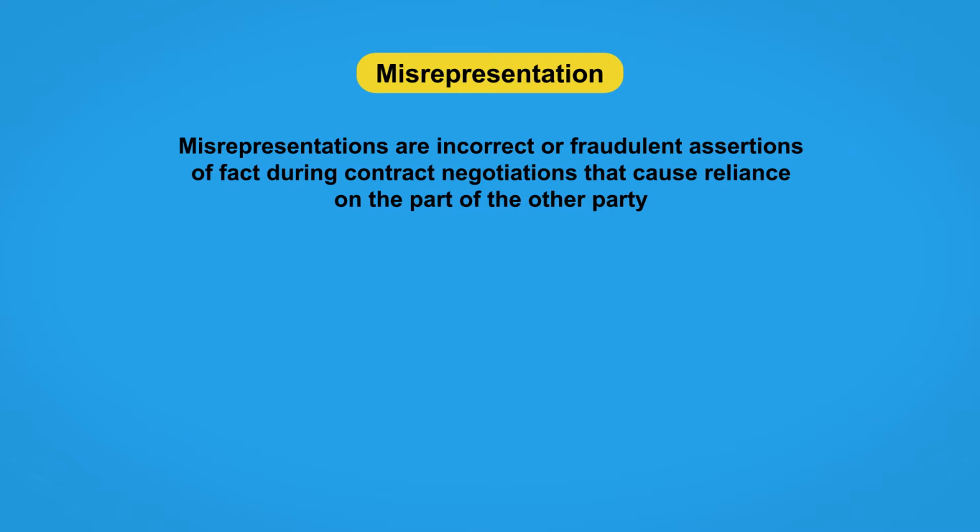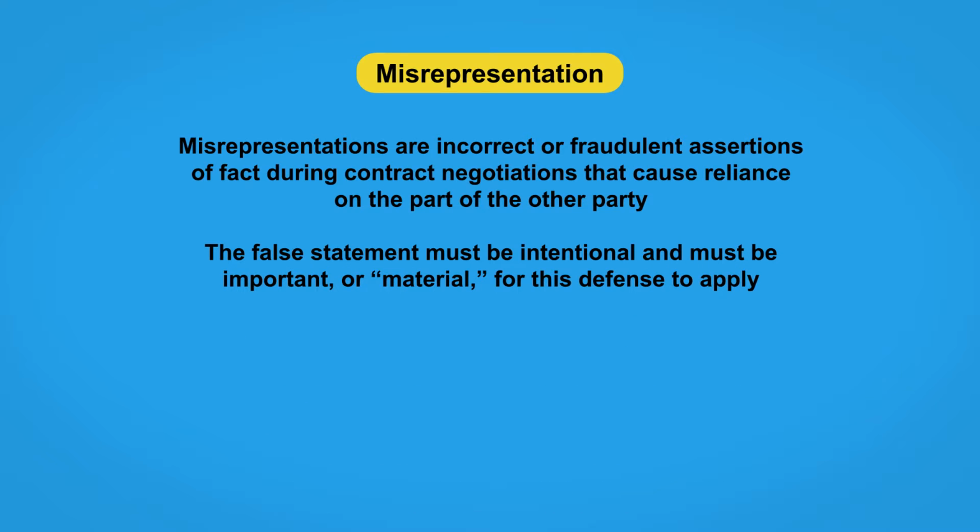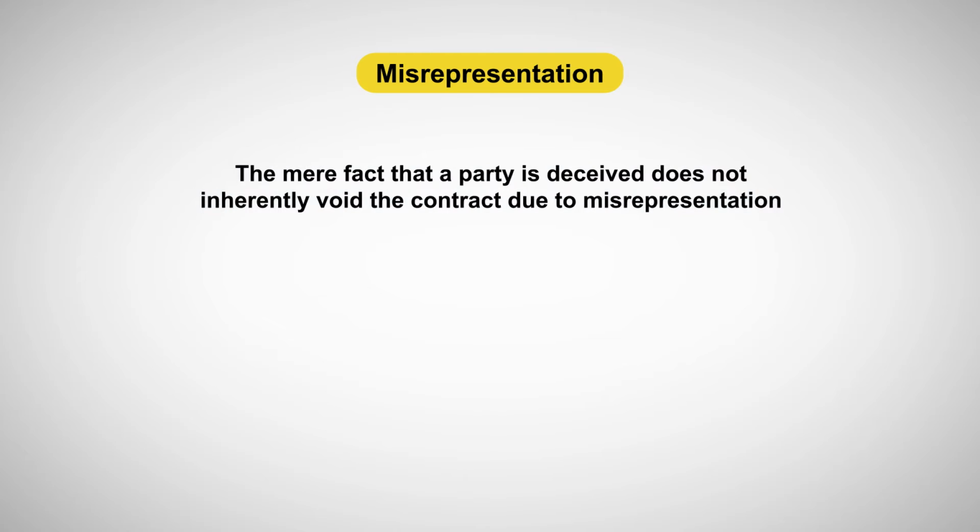Misrepresentations are incorrect or fraudulent assertions of fact during contract negotiations that cause reliance on the part of the other party. The false statement must be intentional and must be important or material for this defense to apply. A misrepresentation can prevent the enforcement of the contract, make the contract voidable, or provide grounds for reforming the contract as fairness requires. The mere fact that a party is deceived does not inherently void the contract due to misrepresentation.